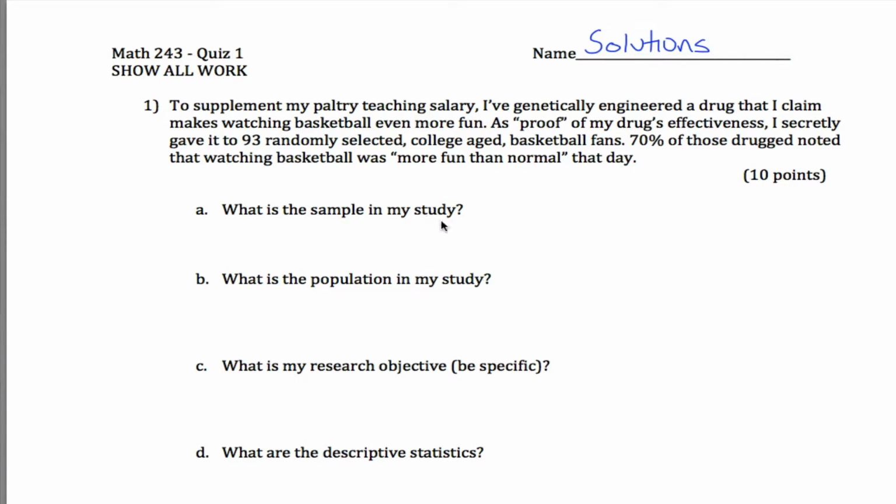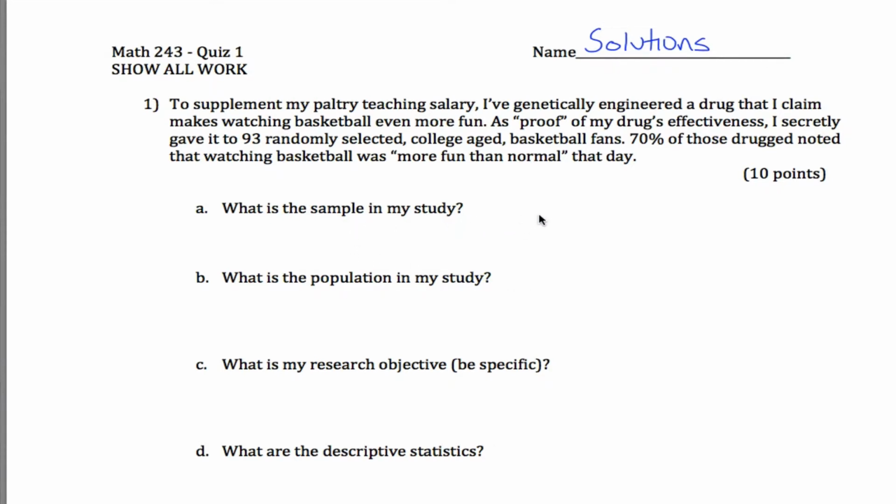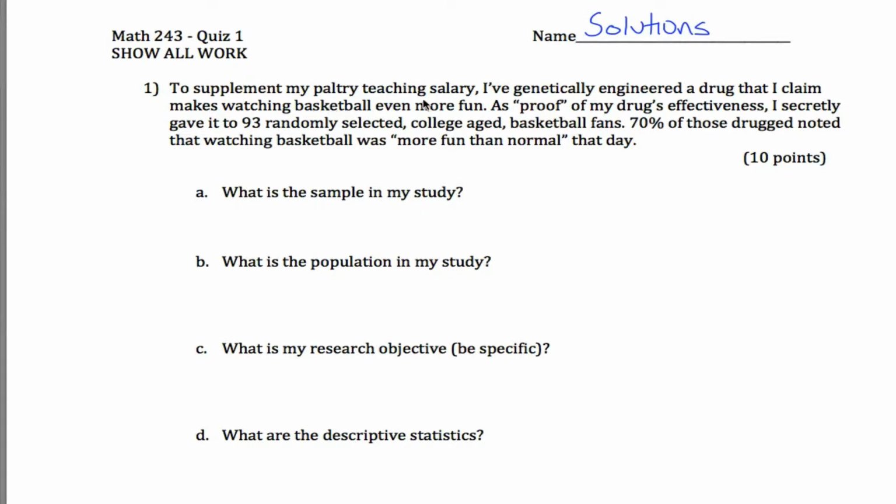All right, here are solutions for quiz 1 for Math 243. The little story that's going on here is I'm trying to make some more money. So what I did is I came up with a drug, and apparently this drug is supposed to make watching basketball more fun. What did I do in my little experiment? I secretly gave it to 93 randomly selected college-aged basketball fans. That'll be important. And then of those people, 70% of them said that it worked, said that basketball was more fun that day. All right. So with that said, we got to answer a bunch of questions.